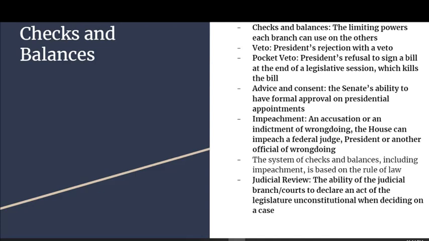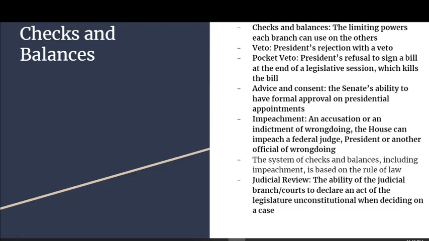Moving on to checks and balances. So first we need to understand that the limiting powers each branch can use on the other are known as checks and balances. A veto is the president's rejection of a bill that Congress wants to pass. Like the president could just say, no, I don't want to sign it into law. He could just veto it.